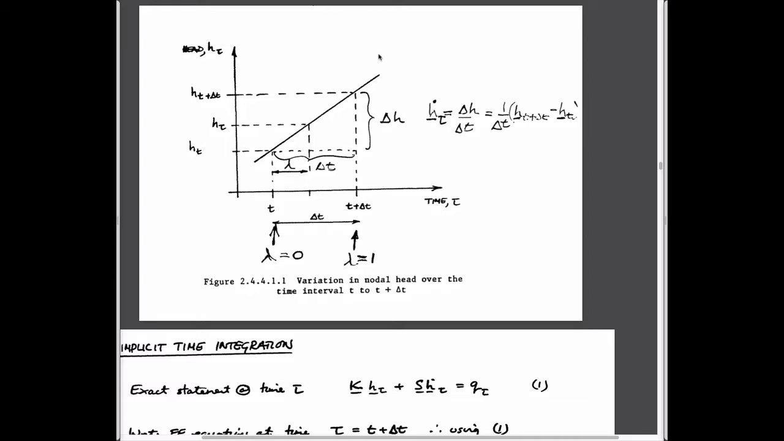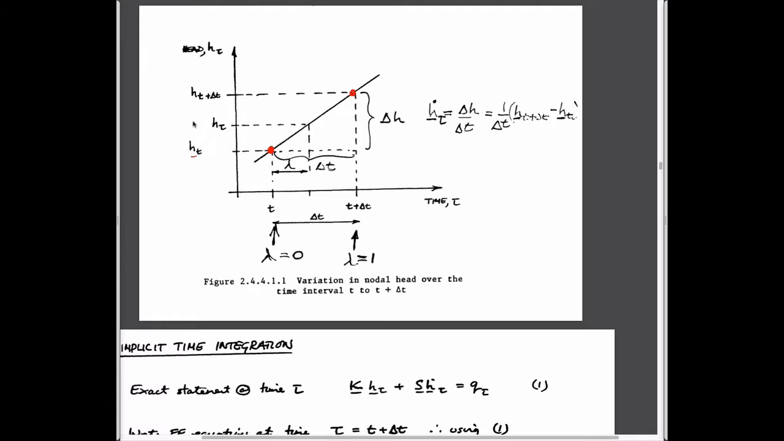So the basic idea is this. At any particular node, we can take a value of the head at that node at time t. And at the same node, not in space now, but at the same physical location, we can look at what the magnitude of the head would be at some later time, t plus delta t. And it will change between those two.